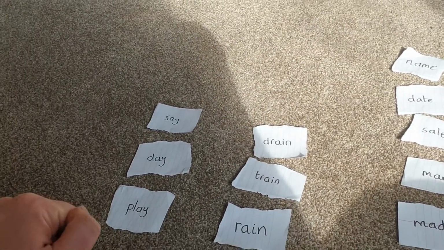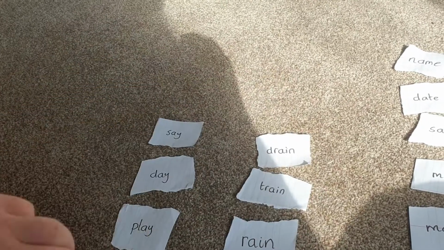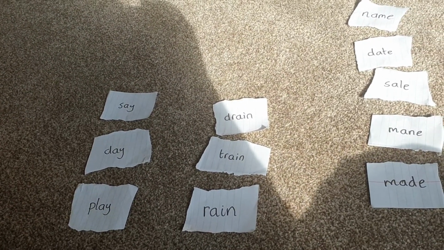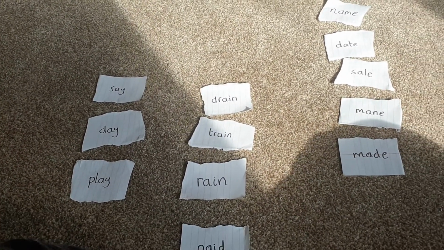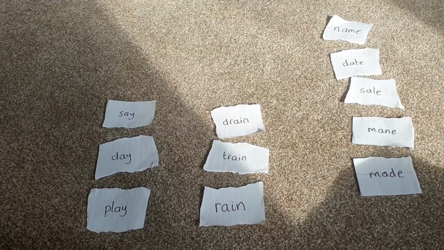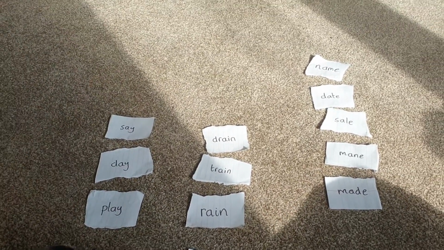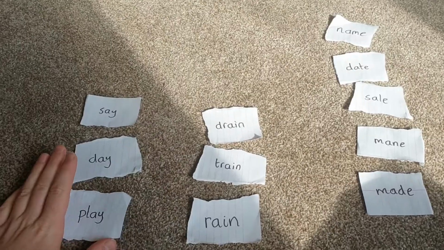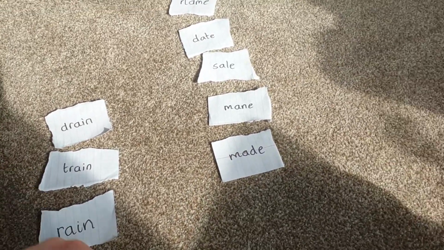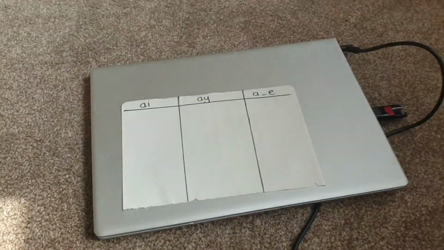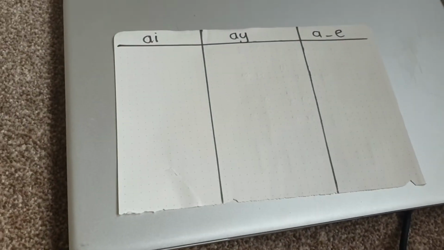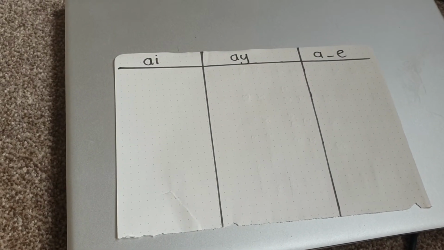Then what you could do is you could do the same thing, jumble them all up, and then time them. See how long does it take you to sort them all back out into different categories and to read the words. And then every day the children could try and beat that time and see how quickly you can do it.